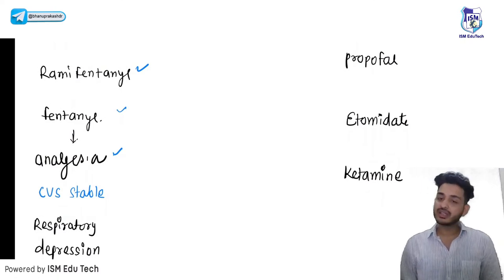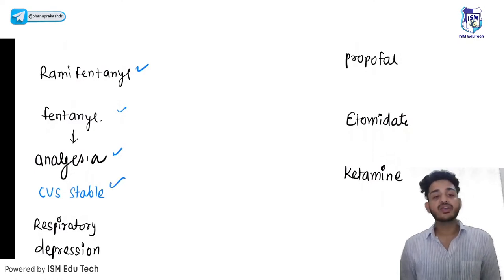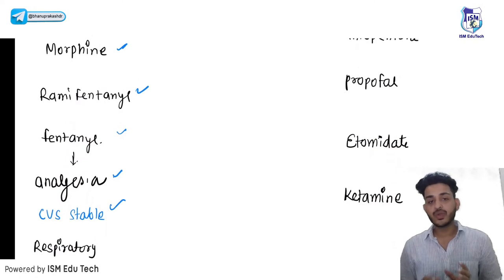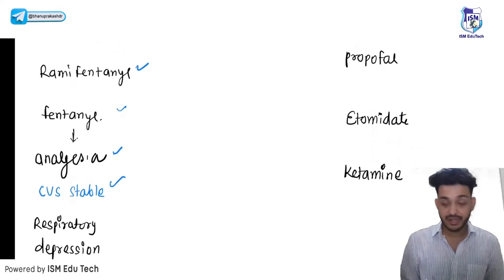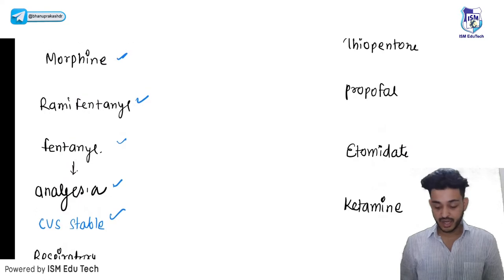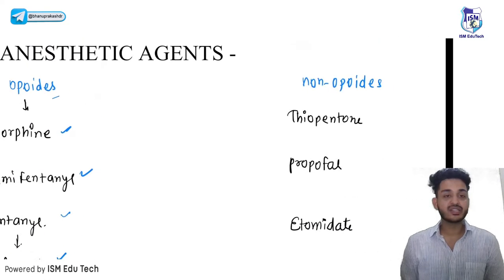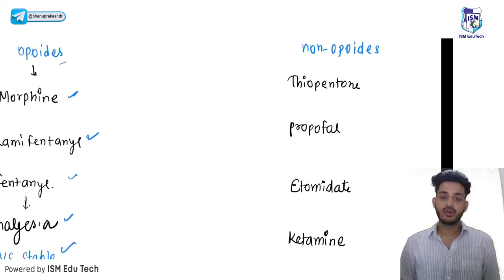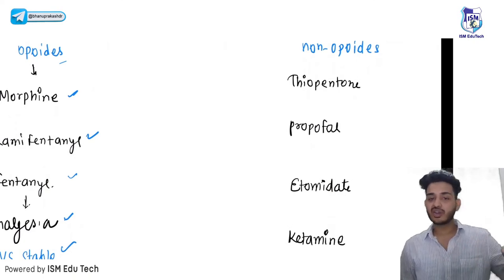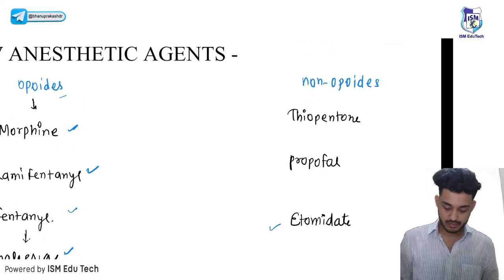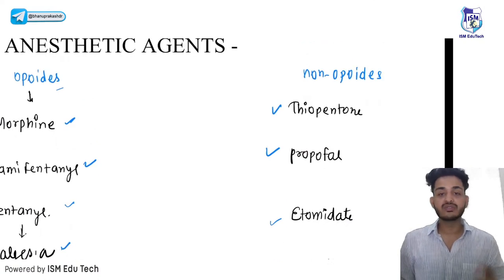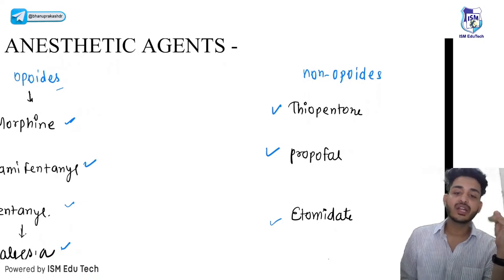Like for example, someone is having cardiac surgery. So this will be very cardiostable. Opioids will be cardiostable, but they are respiratory depressants. Kya hoga? CVS mein to acha kaam karenge, but they will depress the respiratory system, right? Non-opioids ki baat karunga. Non-opioids will be four. First one is your thiopentone, second one is your propofol, third one is your etomidate, and the last one is your ketamine. Okay, so these four we need to study.